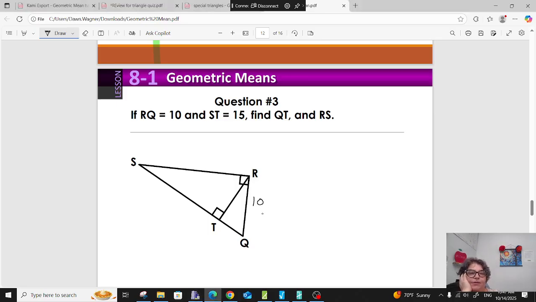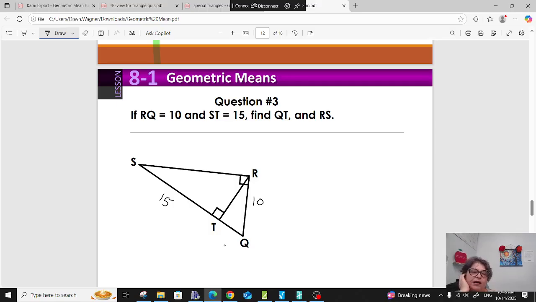You're going to label what you know. What's ST? 15. And what's QT? Oh, no, we don't have QT. That's all we have. Okay, so this one, you do not have enough information. You're going to have to look. Oh, no, you have enough.